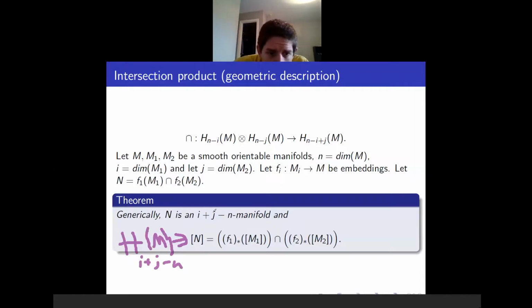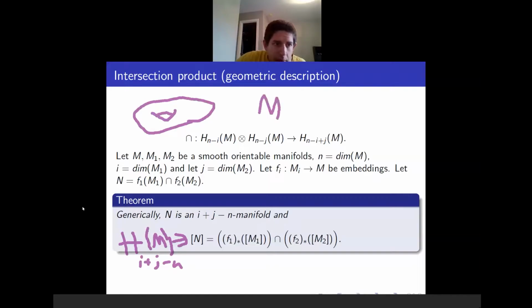It gives you a homology class. The fundamental class of N can be viewed as a homology class in M of dimension i plus j minus n. And it's saying that this is the fundamental class of M1 intersection product the fundamental class of M2. So this Poincaré dual to the cup product, its geometric interpretation is just, if your homology classes come from manifolds, you just intersect them.